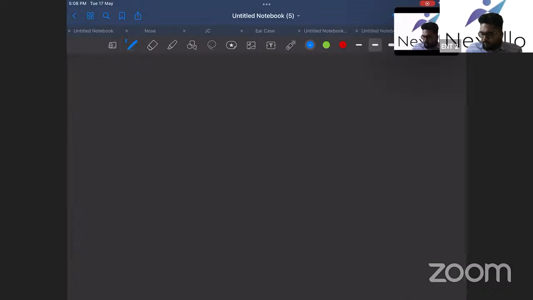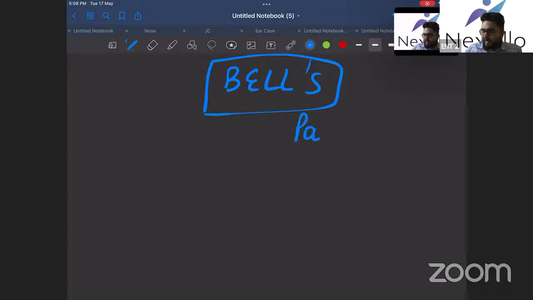Now, in detail, facial nerve anatomy with respect to drilling or with respect to the surgery, we'll be covering in a different topic because this is a short class about integrated learning. I'll take up the most important topic which was due and is supposed to be taken today, that is Bell's palsy.